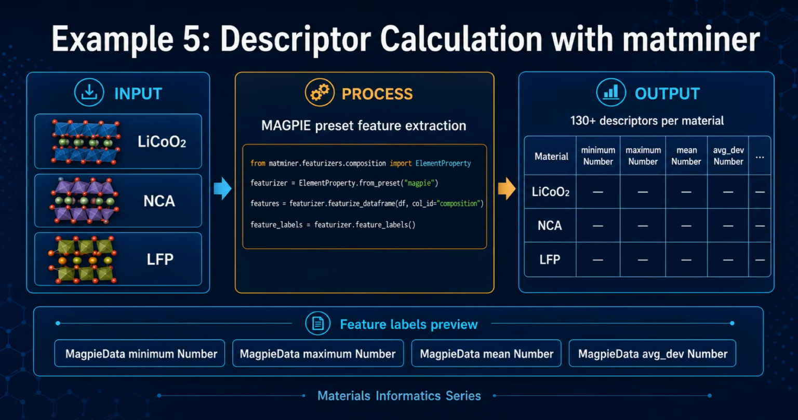Matminer automates the calculation of material descriptors. Using the Magpie preset, we generate over 130 features from composition alone: average properties, variances, element fractions, and more. The code takes cathode compositions like LiCoO2, NCA, and LFP, and returns a feature matrix ready for machine learning. This eliminates manual descriptor engineering and ensures consistent feature extraction.